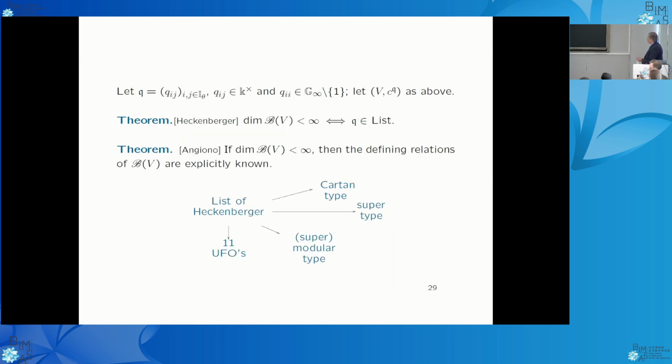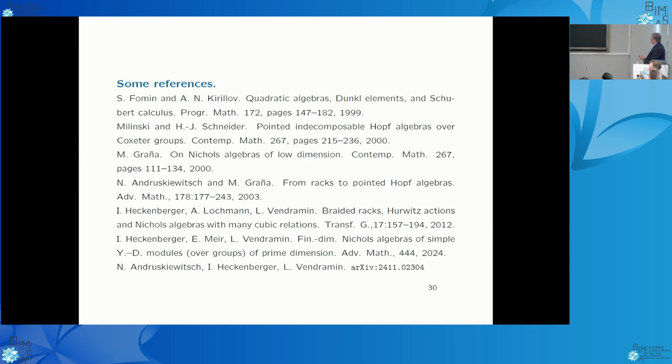Okay, I come back to Nichols algebras of diagonal type in a moment. I would like to discuss the references a little bit. The first examples of finite dimensional Nichols algebras over non-abelian groups came in this paper by Fomin and Kirillov, which appeared in 99, but the paper is from 95, I believe. And then Milinski and Schneider had similar, complementary results, in a paper that appeared in 2000. My third PhD student, Matías Graña, found many of the examples I showed before in 2000, and he published it in this paper and in this paper.